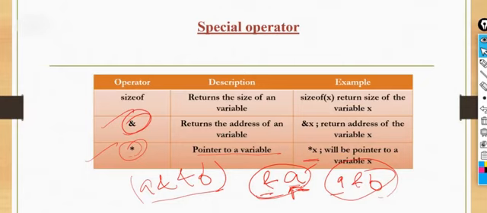Actually, one more thing I want to add here. This ampersand will show you the address, and the sizeof operator is used to give the size. The single and is used to give you the address of that particular variable, whatever is there in the memory. So the memory address it will show.